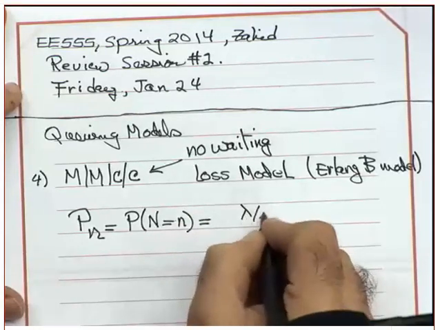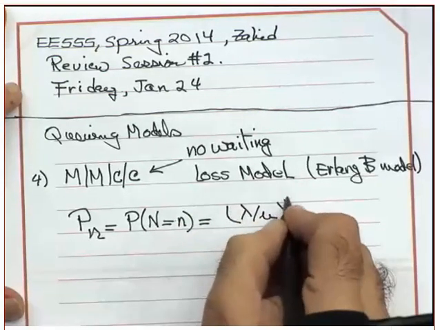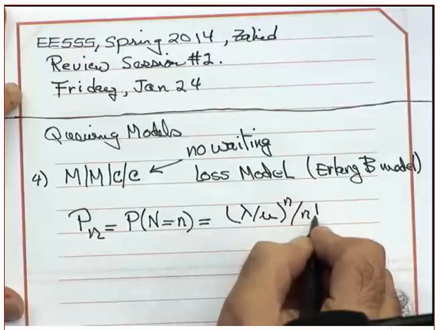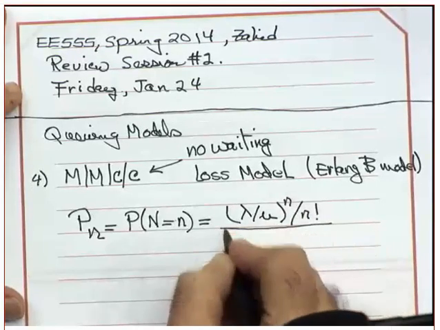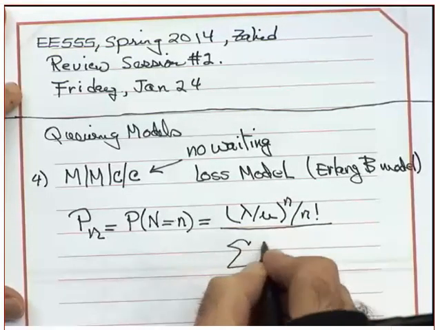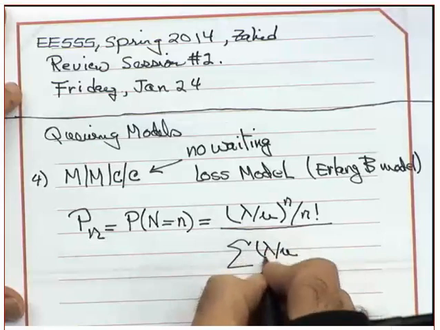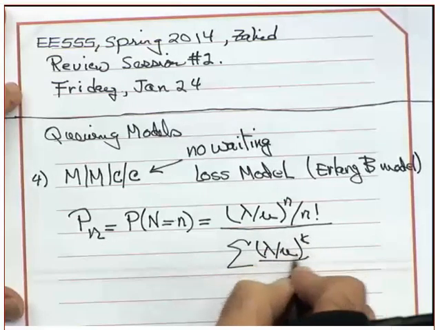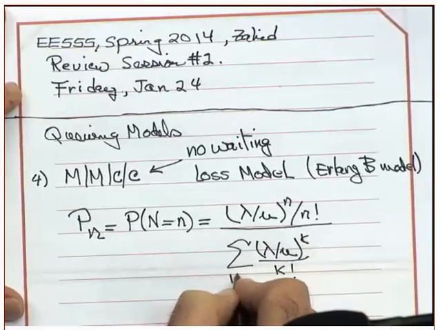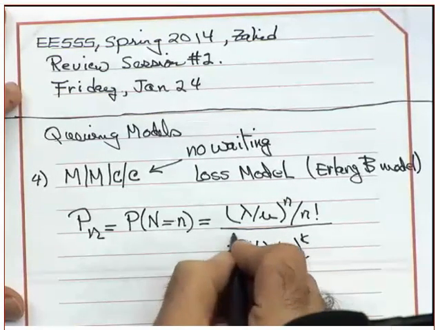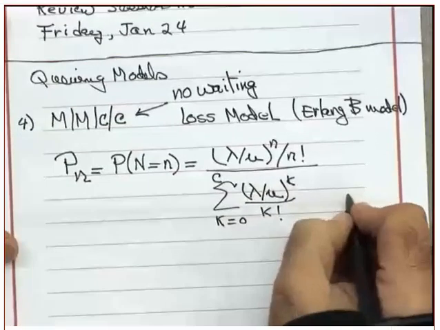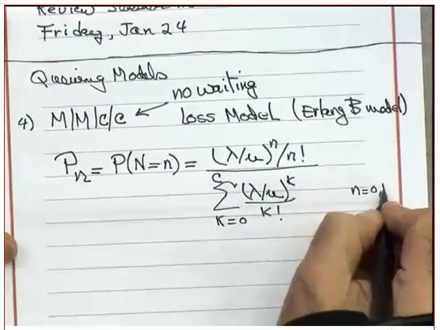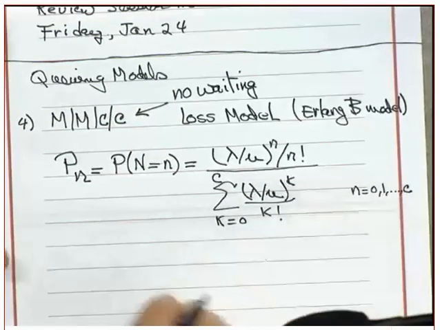So we found that the probability that we have n packets in the system was lambda over mu to the n over n factorial, divided by the summation of lambda over mu to the k over k factorial, where k goes from 0 to C. And this is for n equal to 0, 1, all the way to C.